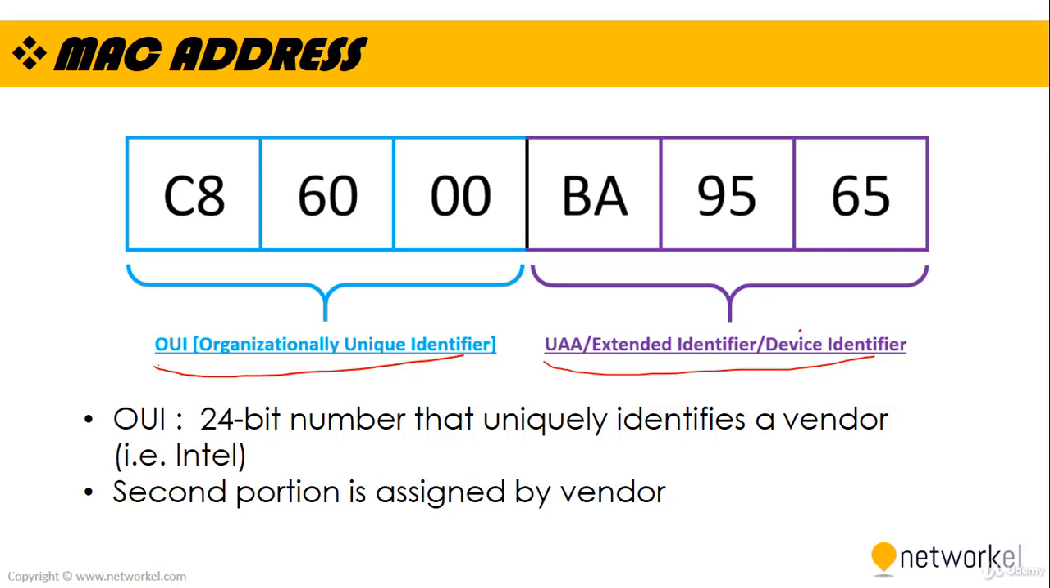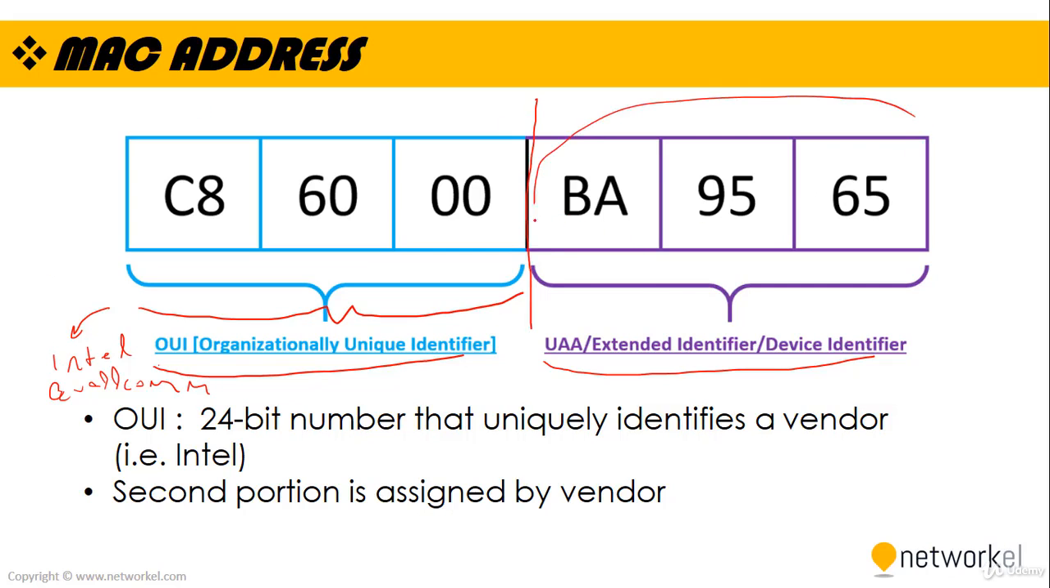The second portion is the UAA, or Extended Device Identifier. This is a number unique to the vendor. For example, let's say that this first portion is unique to, maybe, Intel, maybe Qualcomm. Then the MAC addresses that Intel or Qualcomm manufactures finish with the arbitrary numbers that Intel or Qualcomm assigns.